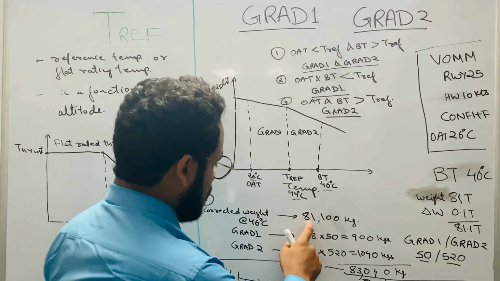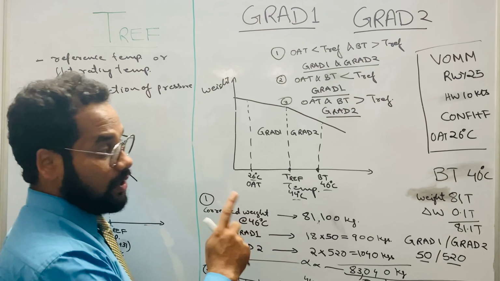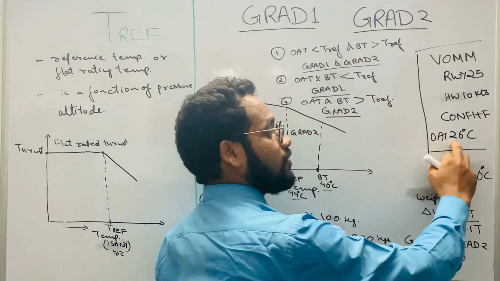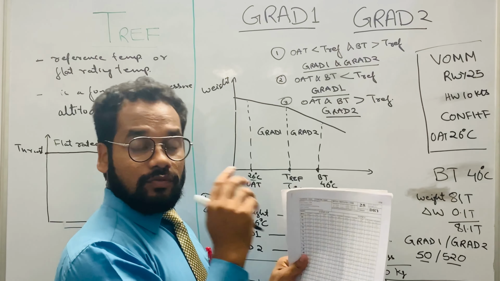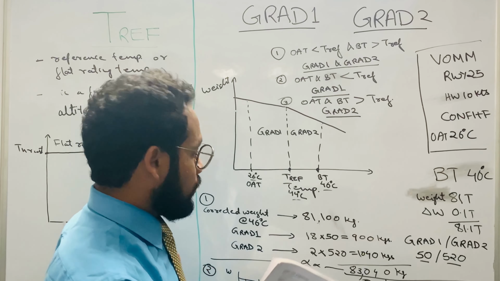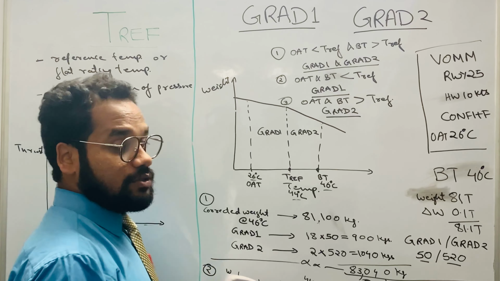This weight corresponds to 46 degrees Celsius, but our target is to calculate the weight for 26 degrees Celsius, for which we have to extrapolate now. In order to extrapolate, first you have to be aware of grad corrections. There are two corrections, grad 1 and grad 2. Grad corrections are given in kg per degree Celsius, like 50 and 520, which are given at the bottom of this 10 knot headwind column.